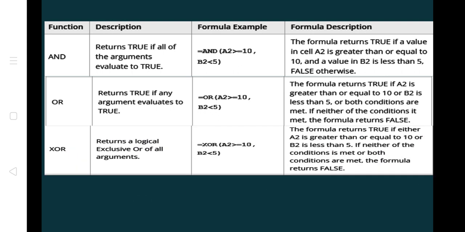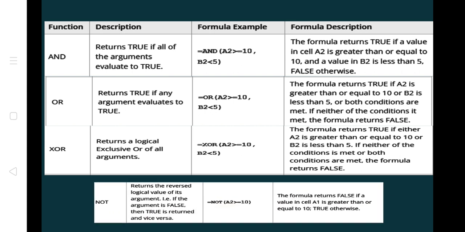And then the XOR function returns a logical exclusive OR of all the arguments, equal to XOR of A2 greater than 10 comma B2 less than 5. Suppose the first value is true and the second value is false, now XOR will give true as the answer. That means exclusively, if both are different, then XOR will give the answer true. If both are true, or if both are false, XOR will not return true, it returns false. So that is the function of XOR, exclusive OR.